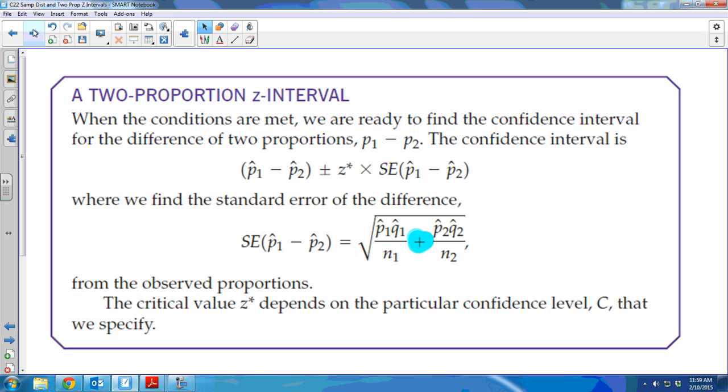So in the process of doing an interval, you have to follow the same steps you did before. Check your conditions. You're getting better about checking your conditions because you realize if you forget them, then I'm going to take points off. Then you did all the mechanics, right? You filled all the numbers in and you actually found the interval.